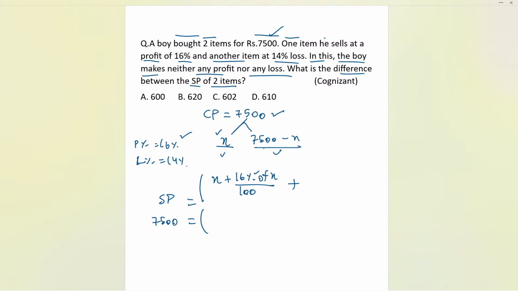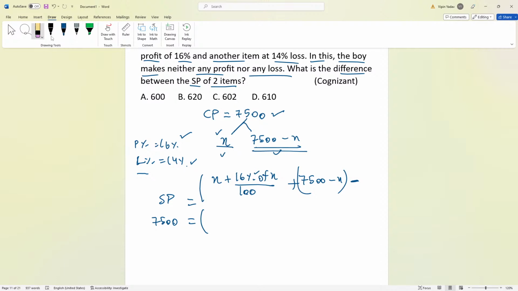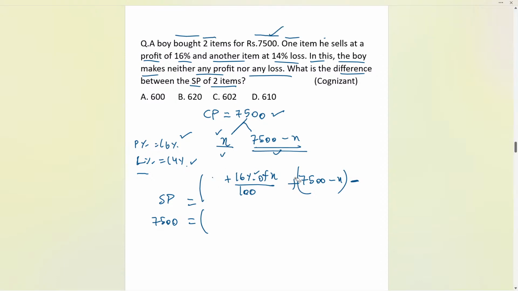Now, further here we have 7500 minus X, plus, now there is a loss. If it is a loss, we have to subtract. So this minus 14% of that. Here we can also apply the formula directly. How can we apply the formula? Let us see over here how we can apply the formula directly.